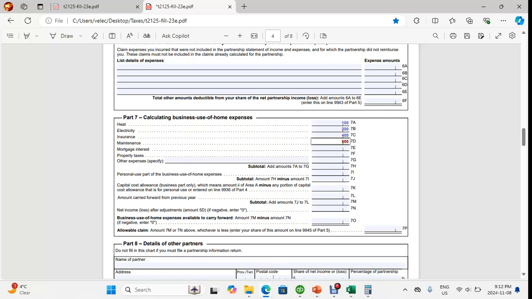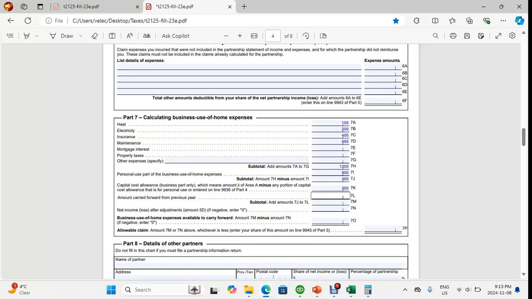So your subtotal will be $1,200. Personal use, let's say this is $900. So you're only using one room for business, the other 3 are personal, which means personal use is 900 and your business use is 300 out of the 1,200. So over here, this will be $300 for 7J. Your 7K will be $300.